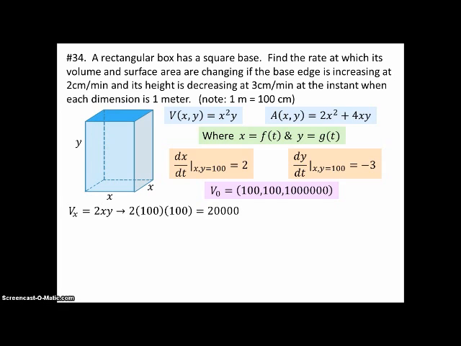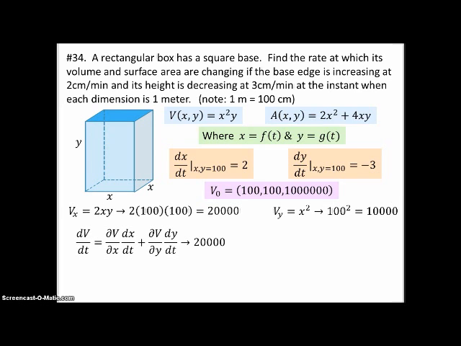So the partial derivative of v with respect to x, you just take the derivative of the x squared, keep the y, plug the numbers in, and the partial derivative with respect to y is just the coefficient of y, x squared, which evaluated at 100 is 10,000.